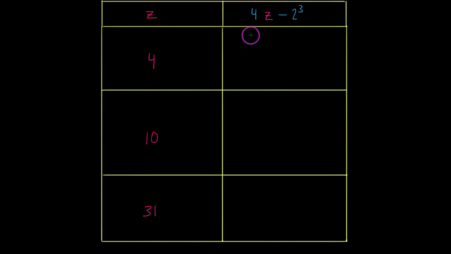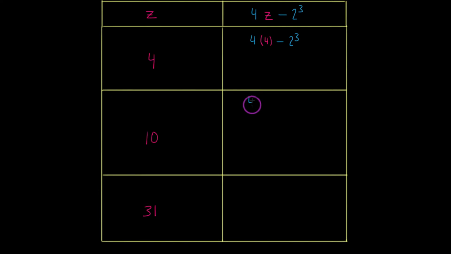Okay, so let's get started. So I have 4 times z. Well, z is equal to 4 in this case, so let's substitute 4 in for z. And then I'm going to subtract 2 to the third power. Let's go ahead and build the next expression real quick.